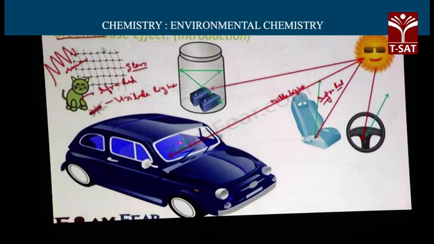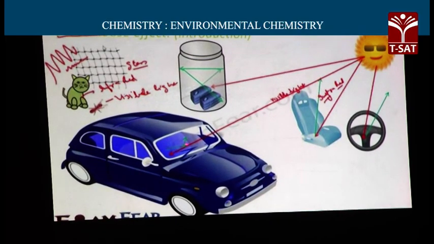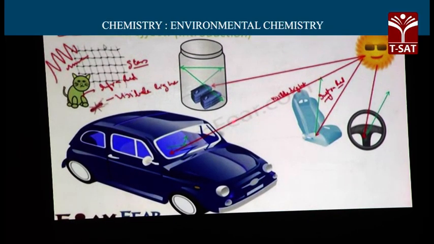Once the visible rays enter into the car, the heat, that means infrared rays which are generated inside, does not go outside, because this glass will not allow them to go outside because of the higher wavelength of infrared rays. As a result, your car is so hot inside.